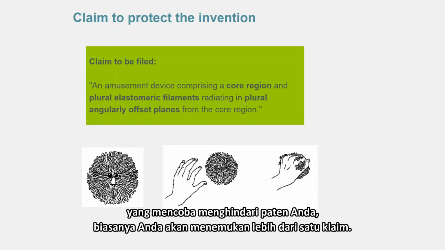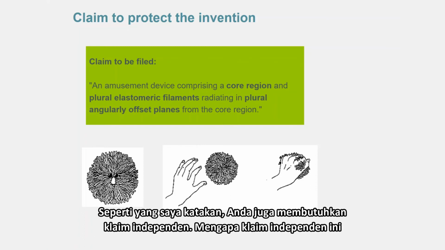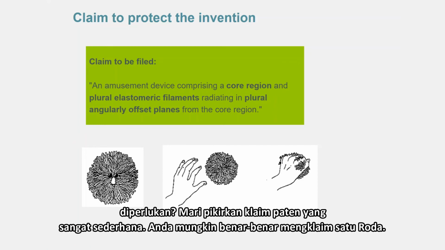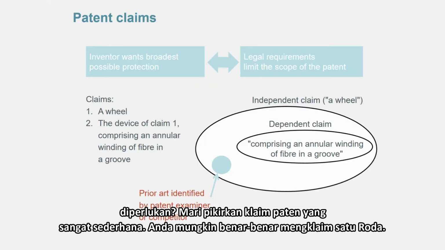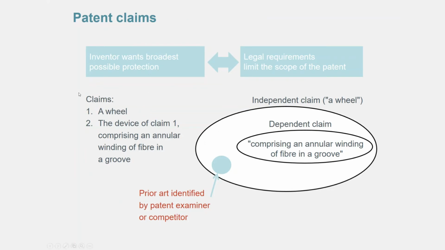So this is the claim you had, and for maximum protection against competitors attempting to circumvent your patent, you would normally file more than one claim. As I told you, you also need independent claims. Why are these independent claims necessary? Let's think of a very simple patent claim. You might actually claim a wheel. Okay.